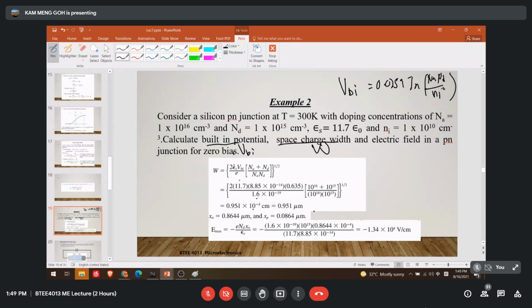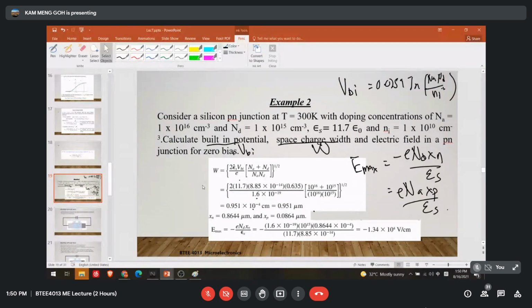Okay? Then the Emax. One thing you need to know is how to calculate the Emax. Because just now, we skipped those derivations. But in order for you to calculate the maximum electric field, you need to use negative e ND as N-side, or e NA as P-side. Okay, just dump in every value and then you can get the answer.